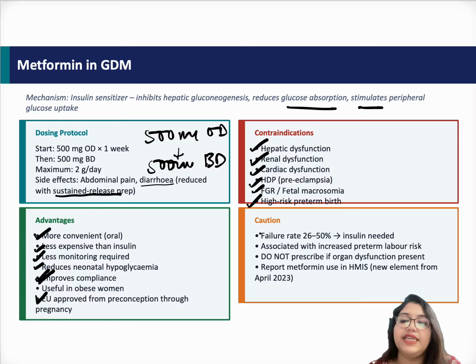Now caution, failure rate is 26 to 50%, so insulin is needed, associated with increased preterm labor risk. Do not prescribe if organ dysfunction is present. Report metformin use in HMIS, new element from April 2023.